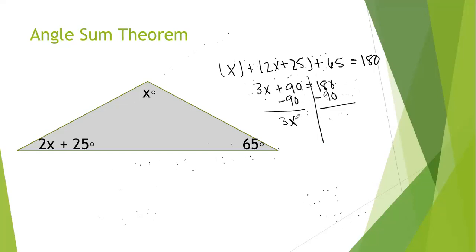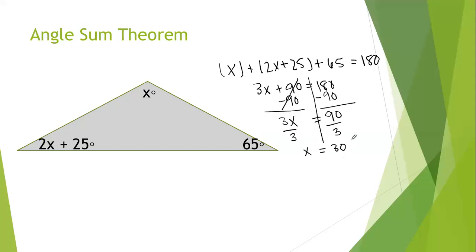That will give me 3x. This cancels out, equals 90. So 3x equals 90. What would I do from here? Divide by 3, because 3 is multiplied to x. So to get rid of it, I would divide it. And 90 divided by 3 equals 30. So x equals 30. Yay! But we're still not done.